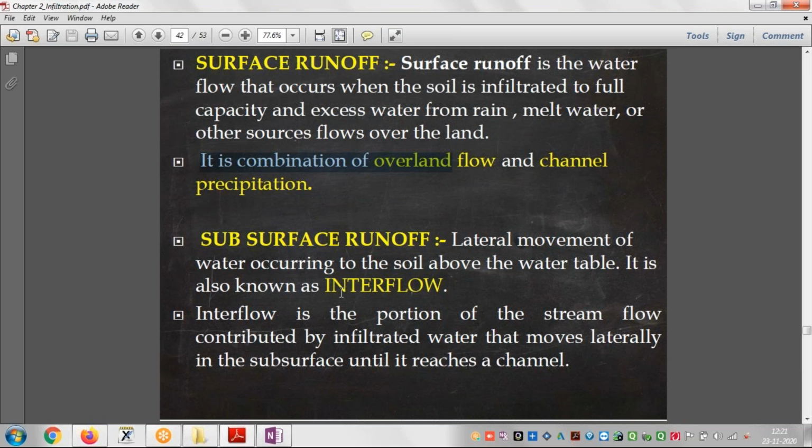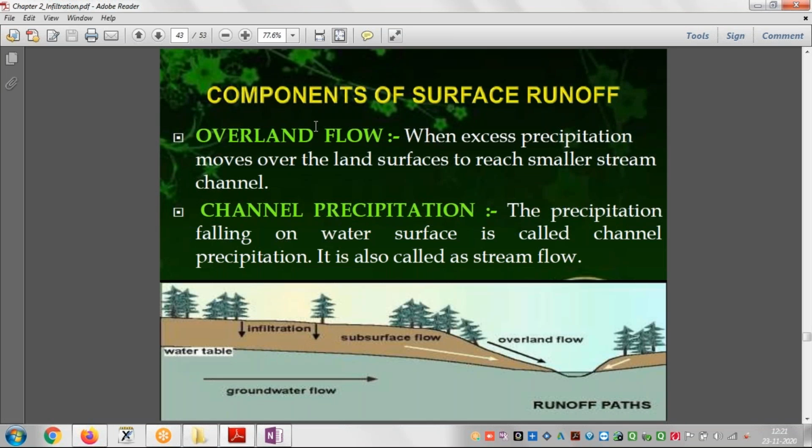Subsurface runoff I have already cleared. What is this? Interflow, overland flow, channel precipitation. Overland flow is whatever the flow which is occurring over the land of the earth, right? So see, this is our land, and whatever the flow is occurring here is called overland flow. And channel precipitation, the precipitation falling on the water surface, is called so. It means, what I told you, if the rainfall is directly occurring over the river, if this is directly coming onto the river, it is called channel precipitation, right?